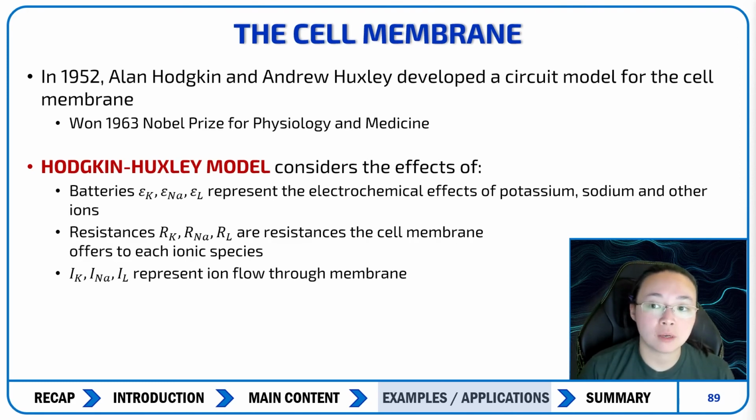And what does this model include? It considers the effects of three batteries, epsilon K, epsilon Na, and epsilon L, to represent the electrochemical effects of potassium, sodium, and L being the other ions within your solution. You then have different resistances. You have R_K, R_Na, R_L for the resistance of the cell membrane to each of these ionic species. And then you have the current for each of these species to represent their flow through the membrane.